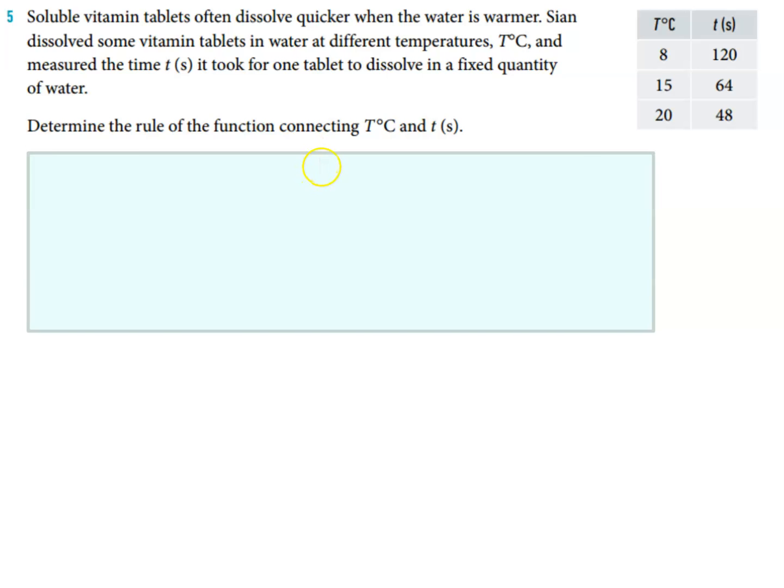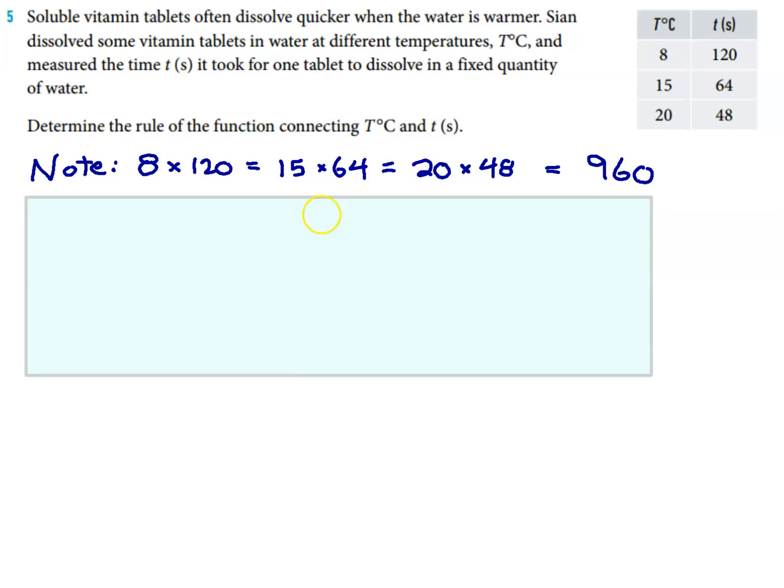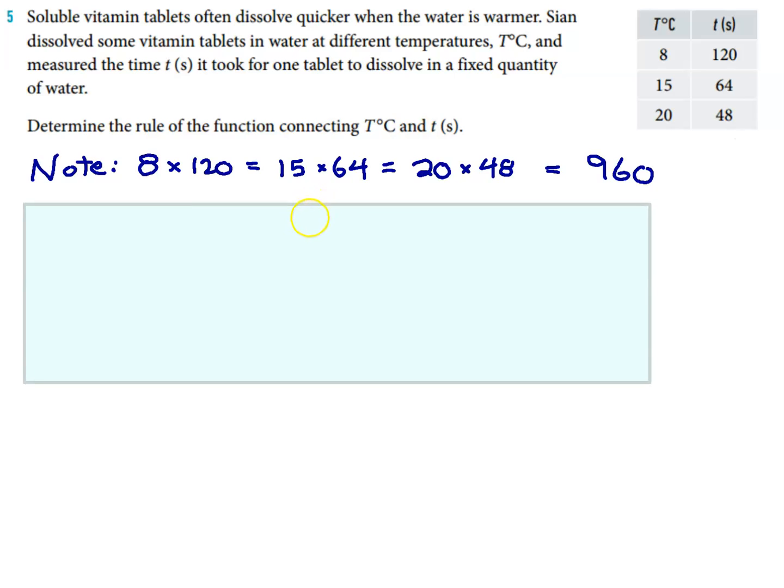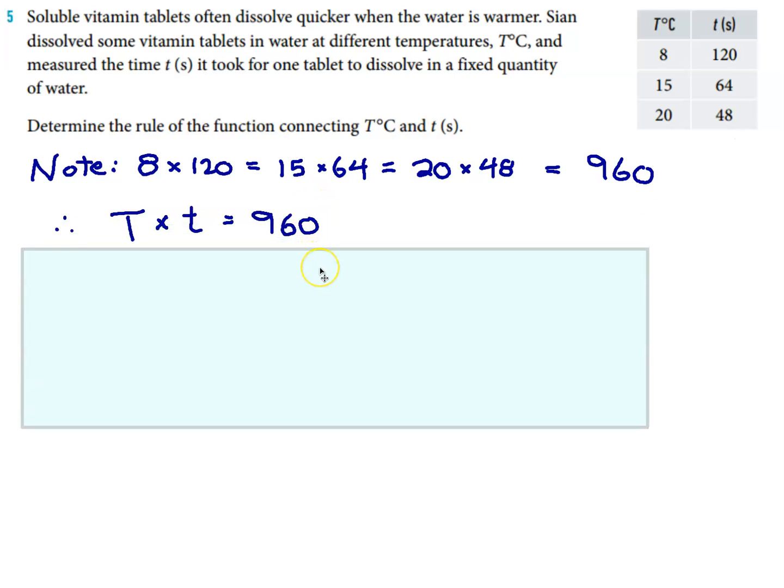Now, one thing that you need to realize is that this times that, that times that, and that times that all have the same answer, which is 960. So that implies that we can write the formula as capital T times lowercase t is 960. And then we can rewrite that to make either capital T or lowercase t the subject.